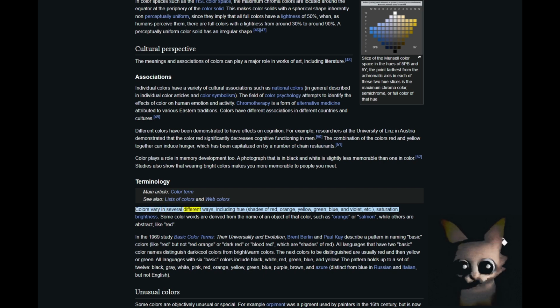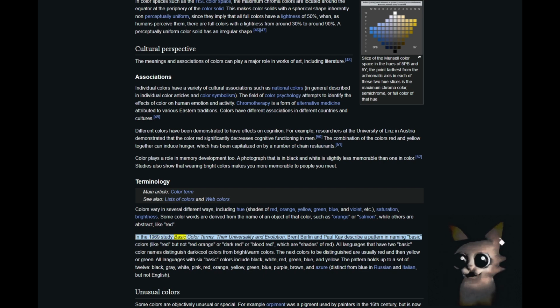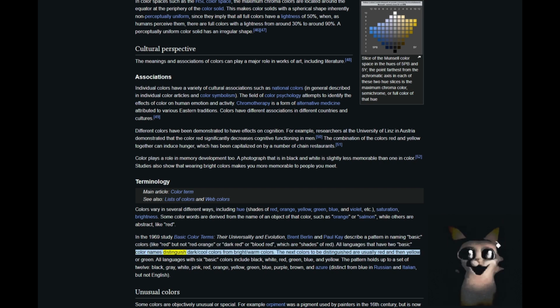Colors vary in several different ways, including hue (shades of red, orange, yellow, green, blue, and violet, etc.), saturation, and brightness. Some color words are derived from the name of an object of that color, such as orange or salmon, while others are abstract, like red. In the 1969 study Basic Color Terms, Their Universality and Evolution, Brent Berlin and Paul Kay describe a pattern in naming basic colors, like red but not red-orange or dark red or blood red, which are shades of red. All languages that have two basic color names distinguish dark/cool colors from bright/warm colors.